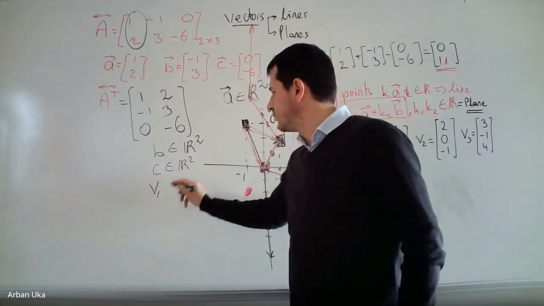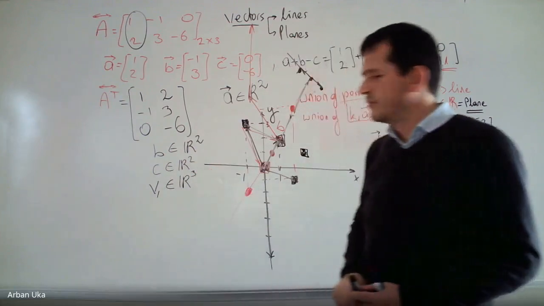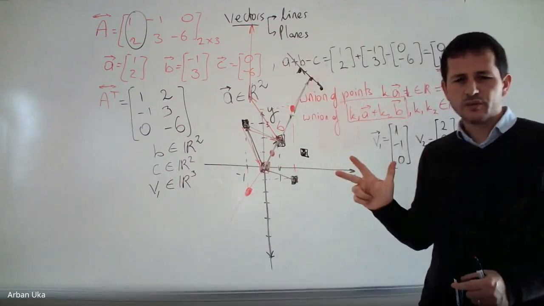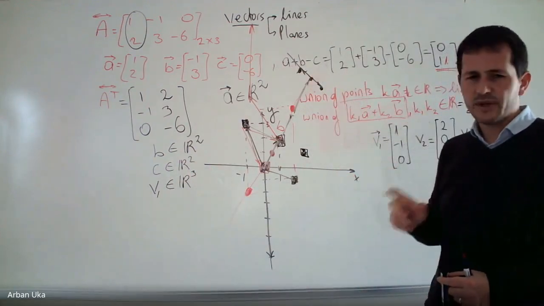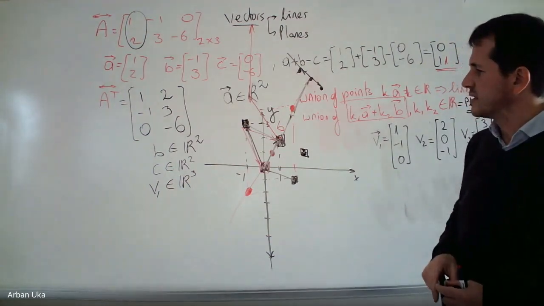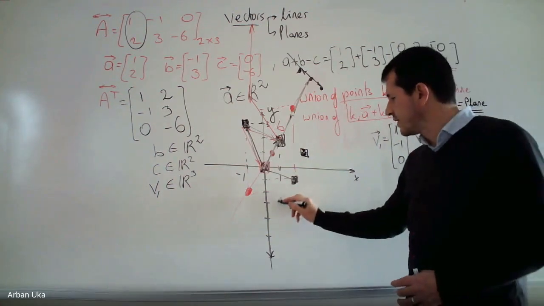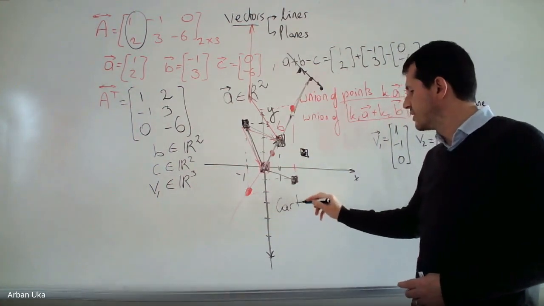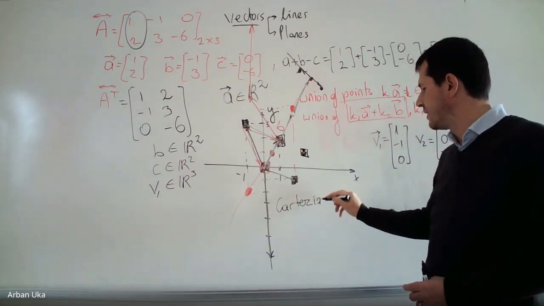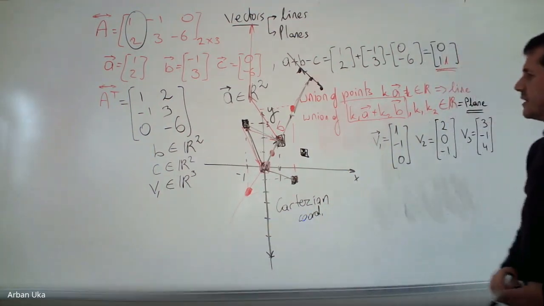So V1, we can write it like this. It belongs to R cubed, because each vector is composed of 3 numbers. Okay, so we need a triplet of numbers to determine a point in space. And a point in space, at least for the two-dimensional case, we used the Cartesian coordinate system.